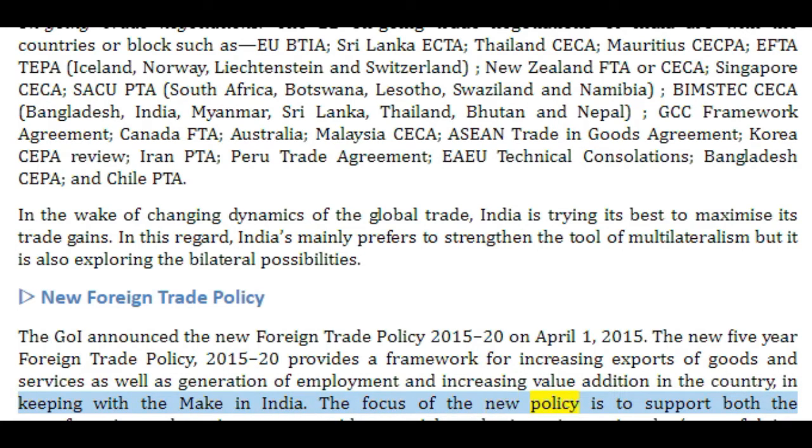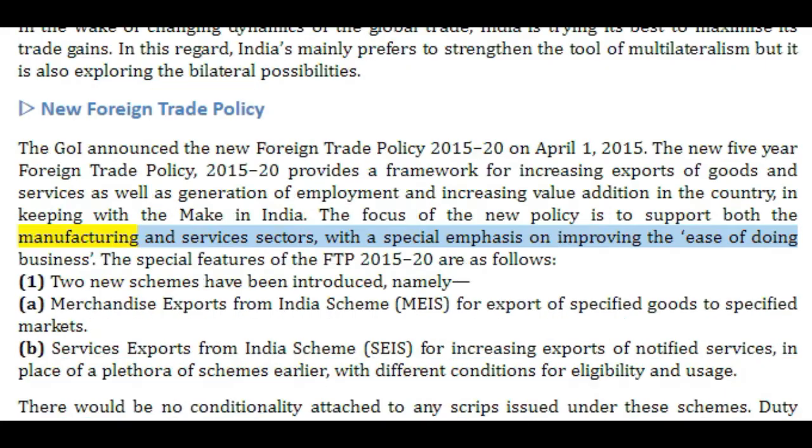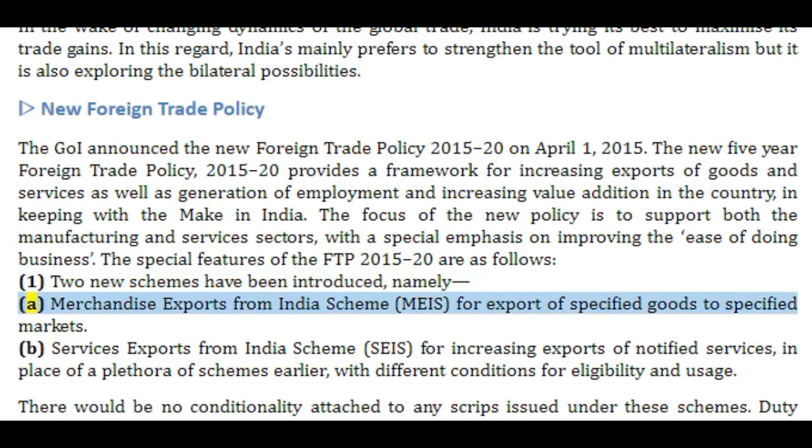The focus of the new policy is to support both the manufacturing and services sectors, with a special emphasis on improving the ease of doing business. The special features of the FTP 2015-20 are as follows. 1. Two new schemes have been introduced, namely, A.